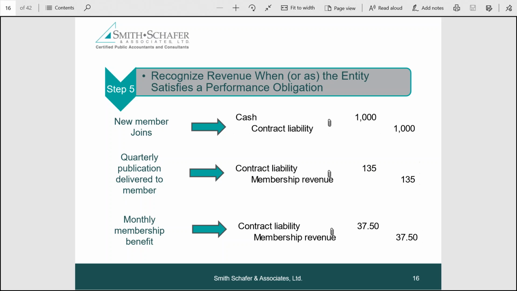But then we have the monthly membership benefit. The monthly membership benefit is looking at that $450 that we allocated. We're saying that the members simultaneously receive and consume benefits from those membership benefits equally throughout the year. And therefore, we're able to take the $450, divide it by 12 months, and we'll pick up $37.50 each month. That works really well for this scenario.